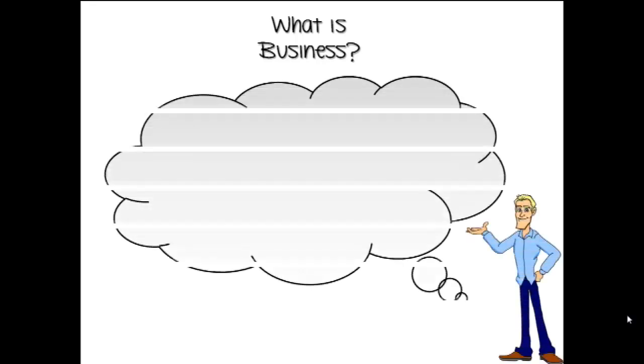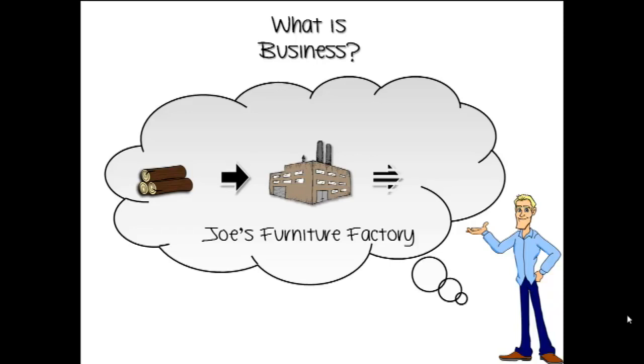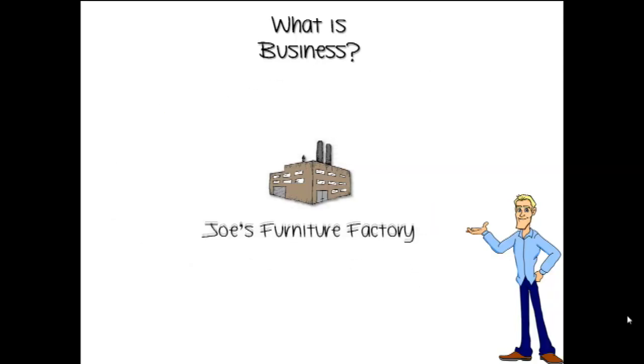What is a business? A business is a set of activities for making profit. Profit is expressed as a number, and this number is communicated to various stakeholders through accounting. Let's take a look at Joe's furniture factory. Joe buys logs of wood and processes them at his factory. He makes furniture and sells it to his customers. Joe buys logs of wood at $40 a piece. He spends about $10 in conversion and sells the furniture at $75, thereby making a profit of $25. This is Joe's furniture factory.